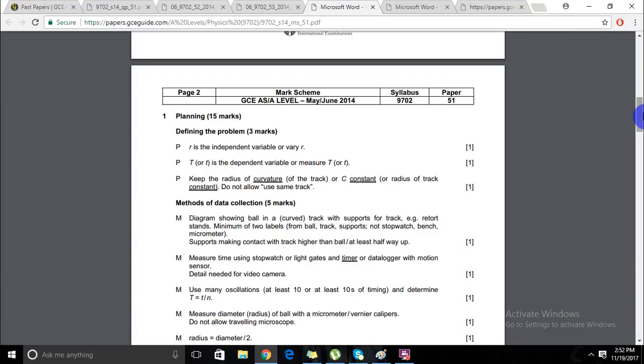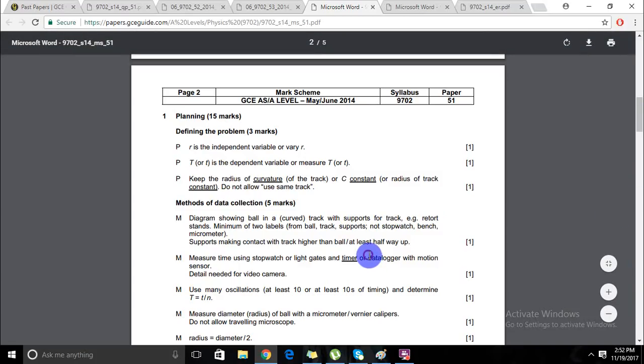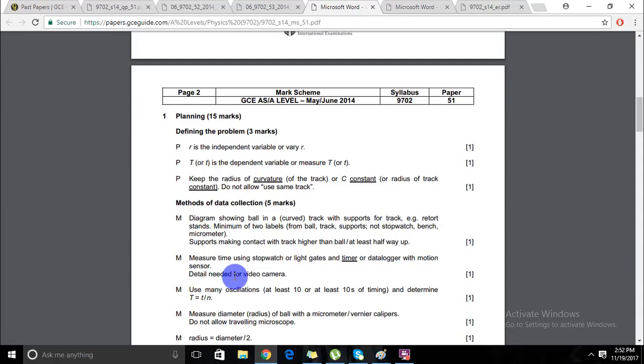Yep, r is the independent variable and t is the dependent variable, and we have to keep the radius of the curvature constant. 3 marks given. Method of data collection. We have to show a diagram showing a ball in a curved track with supports for the track, for example a retort stand, minimum of 2 stables. Measure time using a stopwatch or light gates and timer, or data logger with motion sensor. That is what we did. Data logger with motion sensor, or detail needed for a video camera.